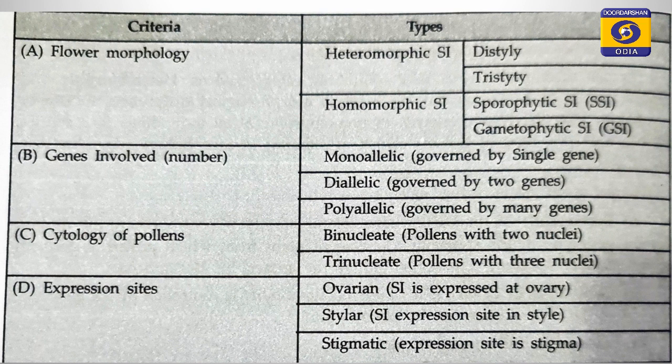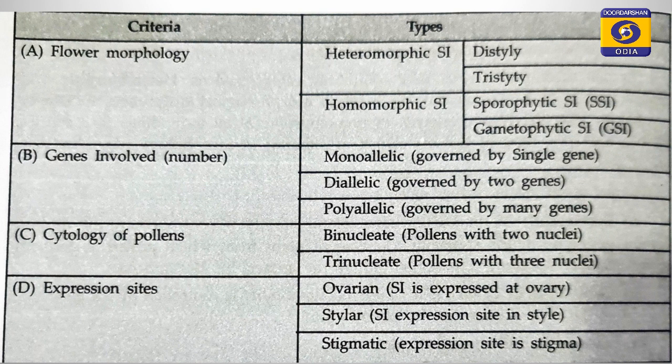And similarly, the cytology of the pollen grain also plays a role, because when the dehiscence of pollen grain takes place, some pollen grains are two cell, the generative cell and the tube cell, and in some pollen grains the generative cell divides to form two male gametes or two sperms. So, those are trinucleate. So, there are binucleate pollen grains and trinucleate pollen grains, and there is a difference between the binucleate and trinucleate pollen grain behavior.